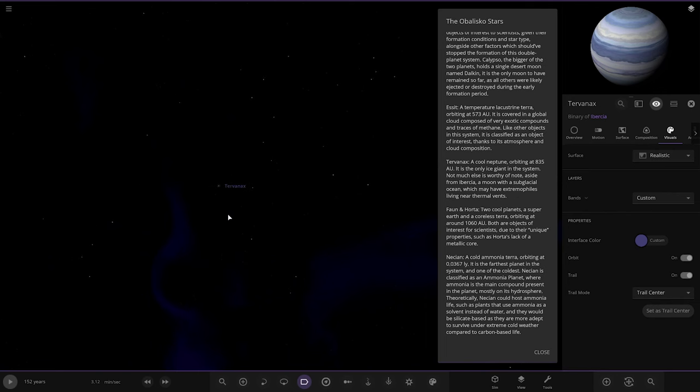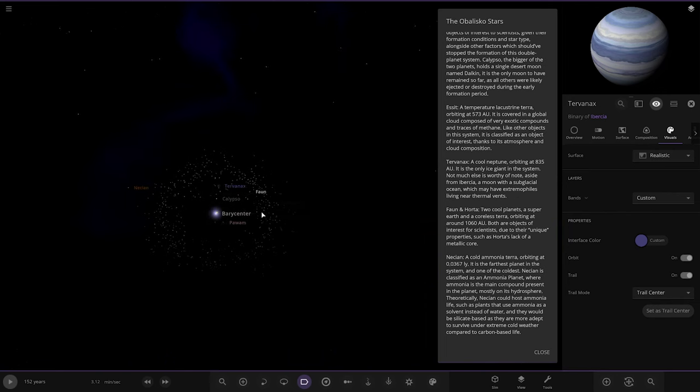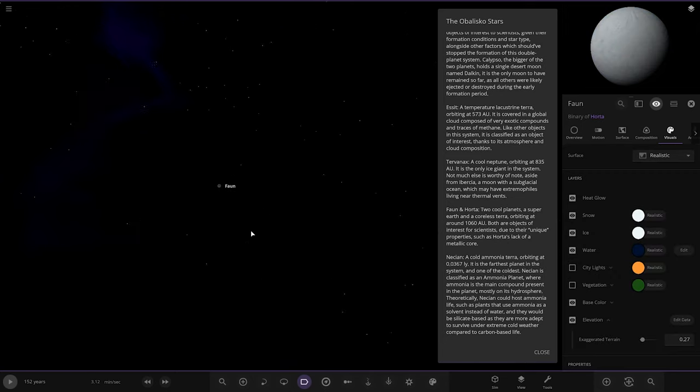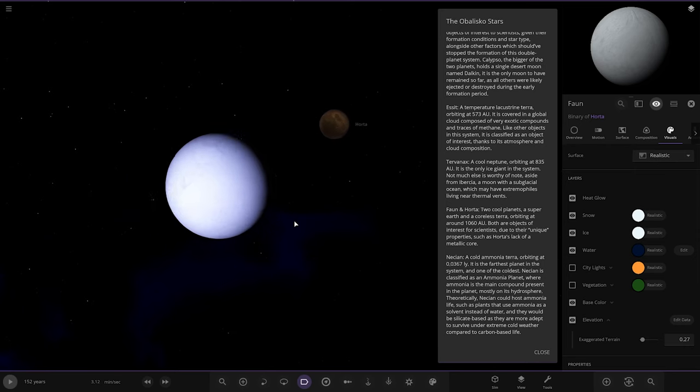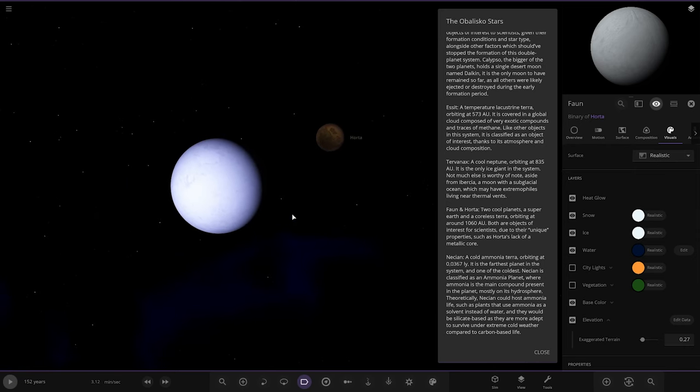Okay, next up we've got Faun and Horta. So we're taking a big jump. A very big jump over here now. So there's a binary going on here between these two. Two cool planets, a super Earth and a coreless Terra, orbiting at around 1060 AU, and they're still receiving plenty of sunlight. Both are objects of interest to scientists due to their unique properties, such as Horta's lack of metallic core.